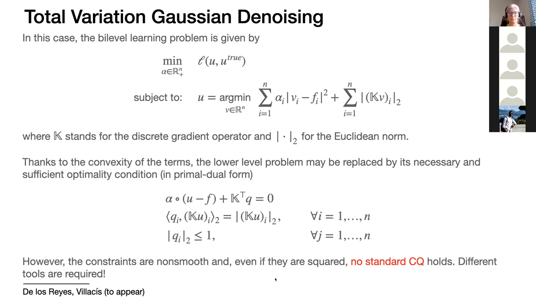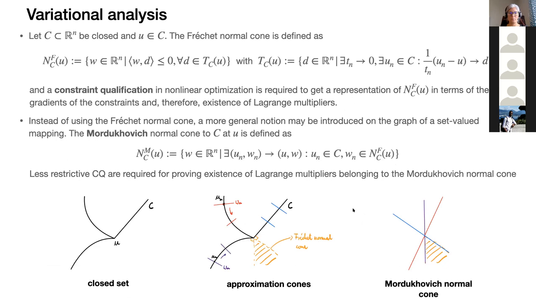So in this case, different tools are required. One of them that I will explain briefly is the so-called variational analysis. So typically what you have in optimization is you get the tangent cone, and you also define the Fréchet normal cone. And typically what you have to verify in a constraint qualification is that this Fréchet normal cone can be represented through the gradients of the constraints. So there's some sort of linearization or representation of this Fréchet normal cone. But in our case, for instance, these constraint qualification conditions are not fulfilled.